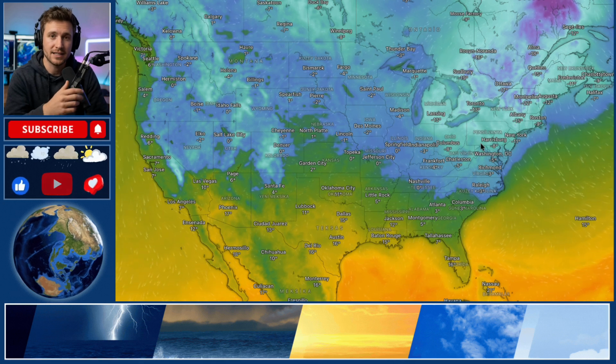One more thing to keep in mind, that 0 degrees Celsius line, the freezing line, is the boundary between rain and snow. In areas where temperatures are hovering right around freezing, precipitation type can change hour by hour. You might start with rain, transition to sleet, and then end up with snow, all within a few hours. That's especially true in the transition zones we talked about earlier. So if you're in one of those areas, don't assume the precipitation type is going to stay the same all day. Check updates frequently.